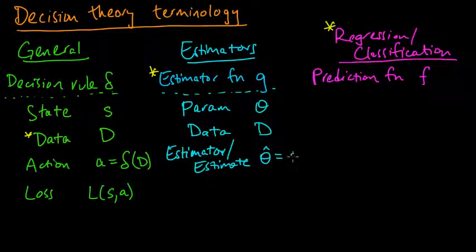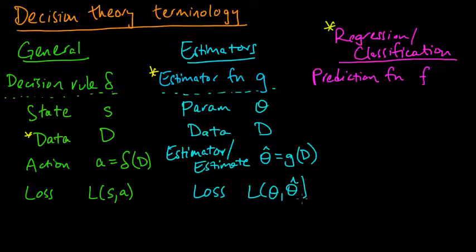Theta hat, which is g, your estimator function or your estimator procedure evaluated at the data. That gives you your estimator or estimate, and then you incur some loss that is a function of the parameter and the estimate that you derived, or estimator.